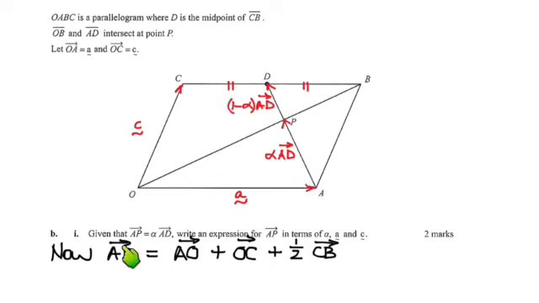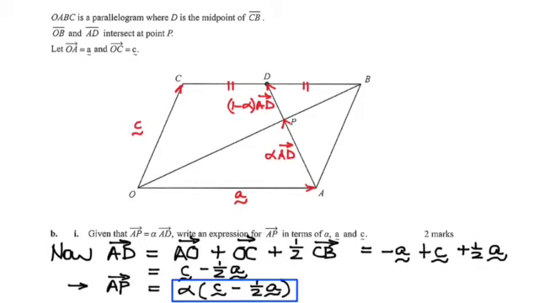So therefore, AD, working that one out first, AD is going to be AO plus OC plus CD, which is a half of CB. Do you get that? Very good. So it's minus little a plus C plus a half of little a, which gets us C minus half of little a, and therefore AP is going to be alpha times that, right? So it's alpha times all of this up here, because all of this up here is AD. You happy? Good. Well, that was pretty easy, wasn't it, for 2 marks?